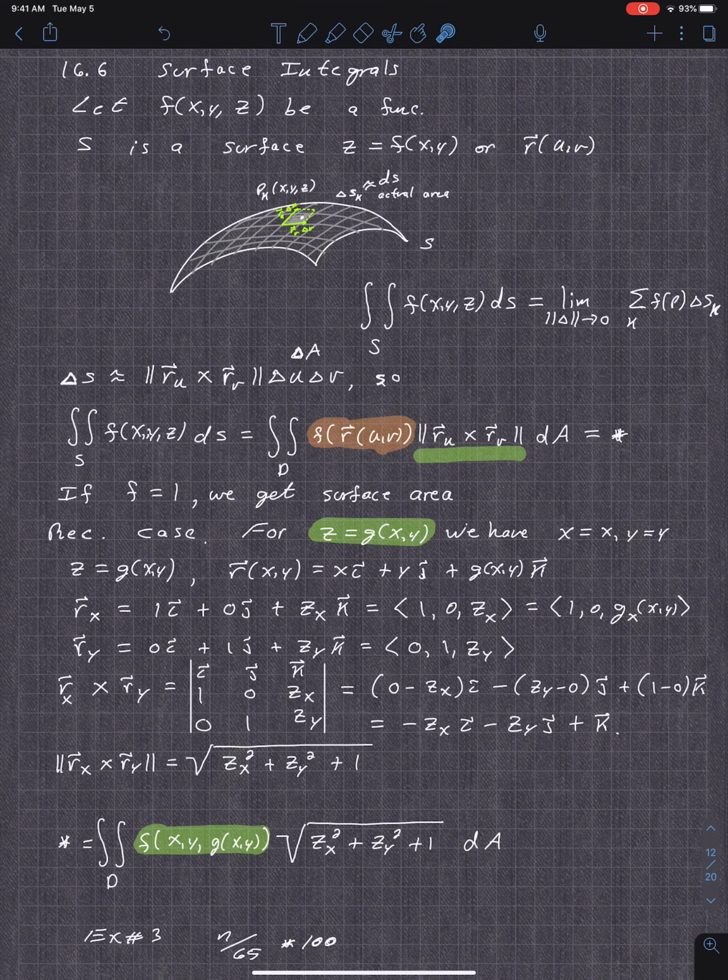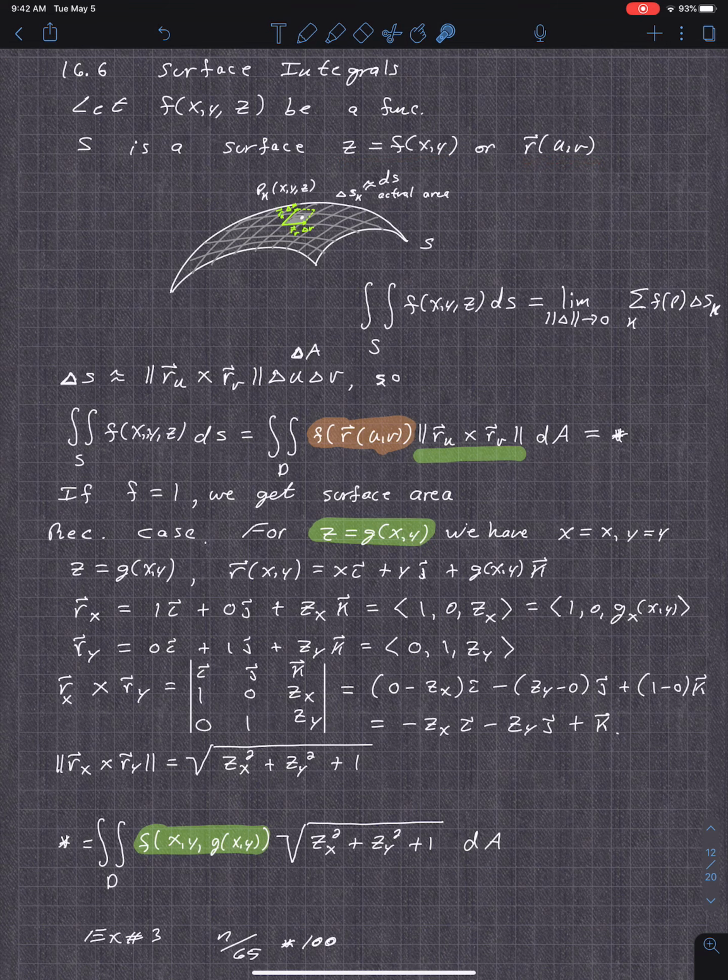16.6 is on surface integrals. So this is taking the concept of parametric surfaces and then adding a function in there. Okay, so let f of x, y, z be a function. S is a surface defined by z of x, y, or r of u, v. So here's what we were working with before. This is what we just defined as a surface.